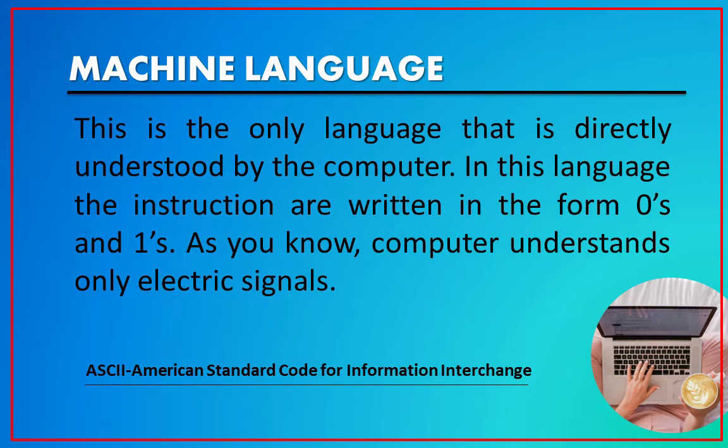First one is the machine language. This is the only language that is directly understood by the computer. In this, the instructions are written in the form of 0 and 1. As you know, the computer understands only electrical signals. Each character has a unique code that is known as the ASCII code. Using this code, the instructions are converted into numeric format, that is 0 and 1.